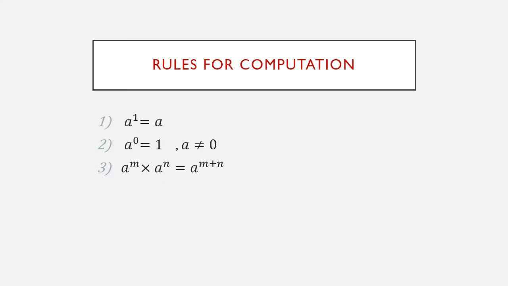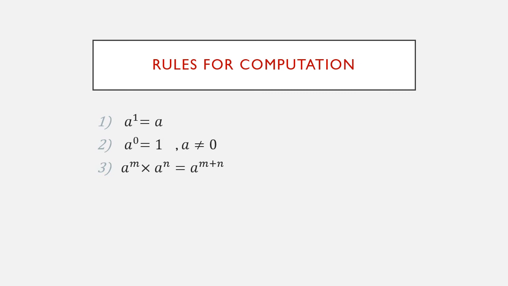Here are some rules for computation or calculation. The first rule is a to the power 1 is equal to a. Every number which we raise to the power 1, we are multiplying it by itself only one time. So the answer is a. The second rule is a to the power 0 is equal to 1. Any number raised to the power 0, its answer is 1, except if it's equal to 0. So a must be different from 0.